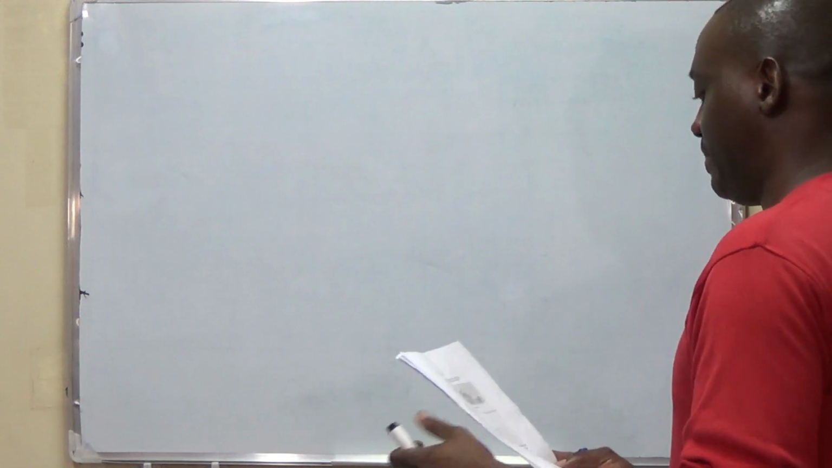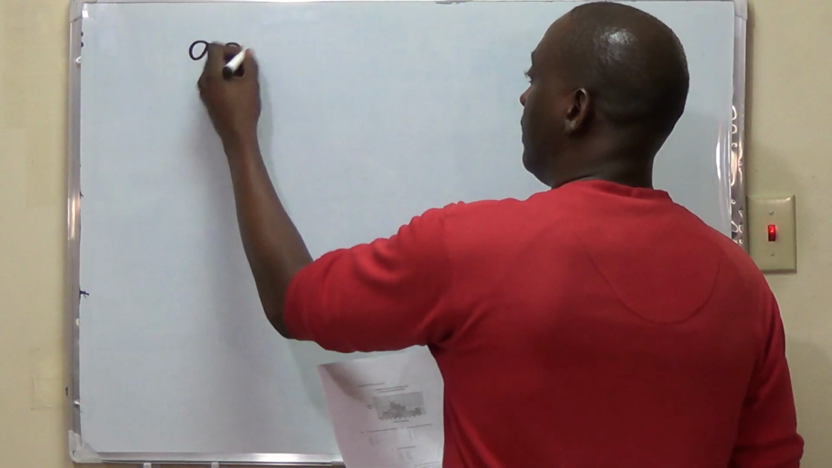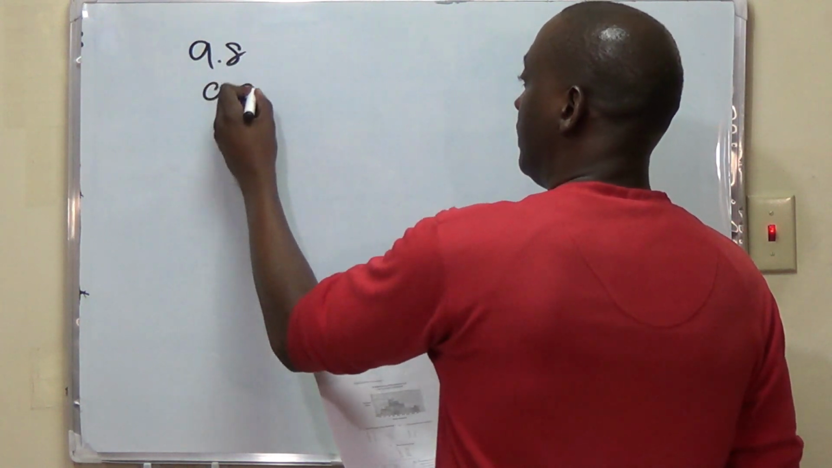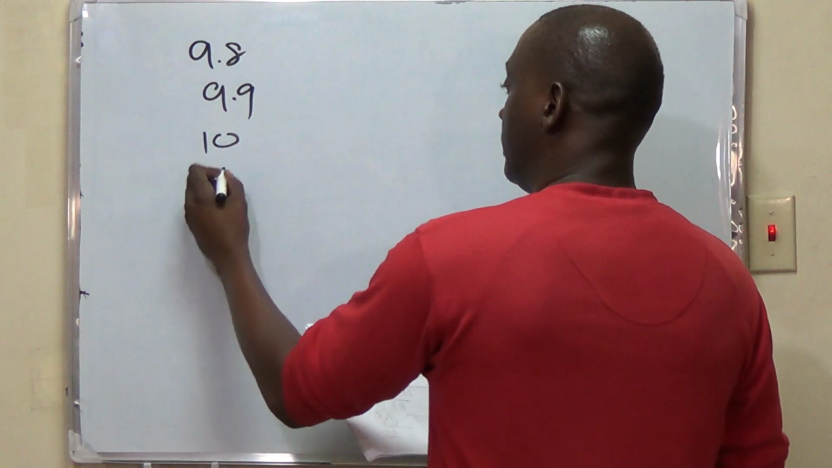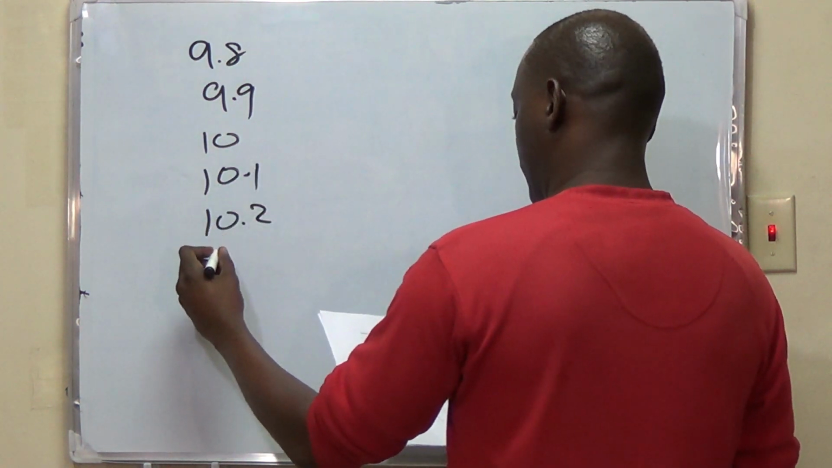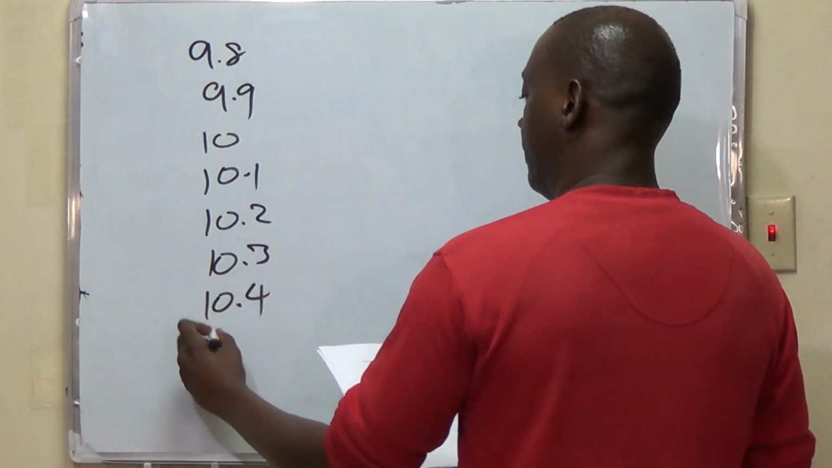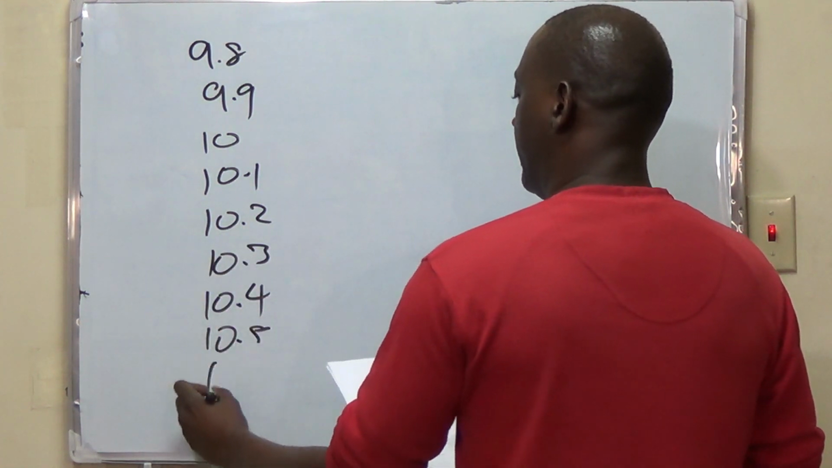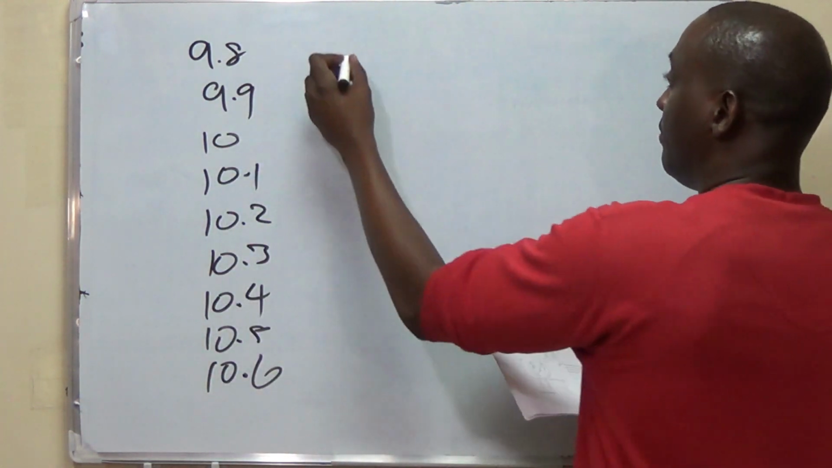So, just for the sake of explanation, let us say we have 9.8, 9.9, 10, 10.1, 10.2, 10.3, 10.4, 10.5, 10.6. Good? So 9.8, we have a frequency of 2.